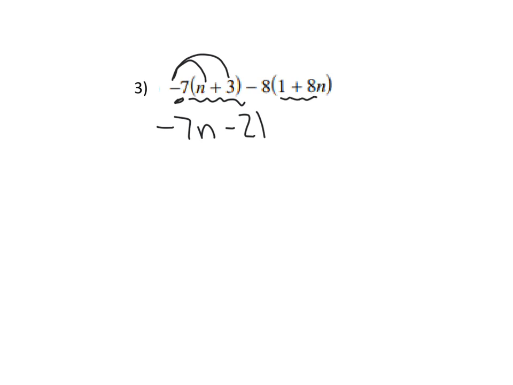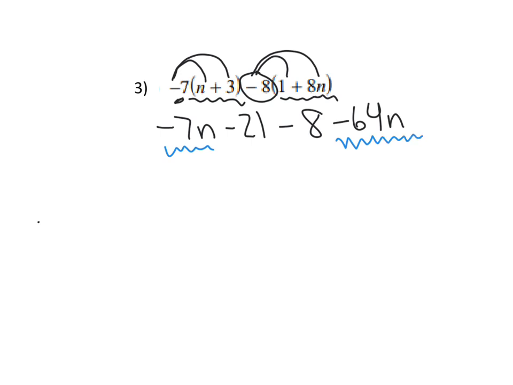Okay, and then we're going to go to the second set, the 1 plus 8n, and distribute that negative 8 that's out in front. So negative 8 times 1 is negative 8. And negative 8 times 8n is negative 64n. Okay, now we're going to combine our like terms. So we have negative 7n, and then we have negative 64n at the end here. So negative 7 minus 64 will give us negative 71n.